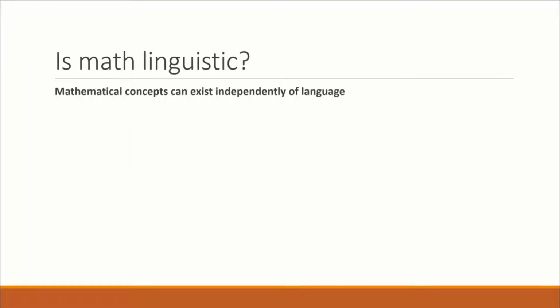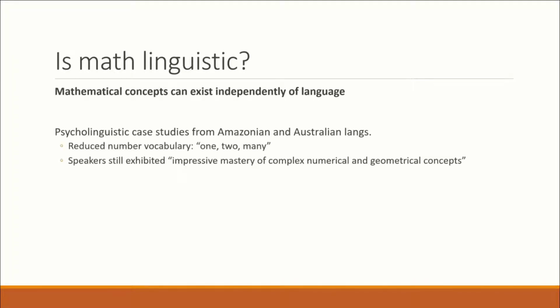So yes, mathematical concepts can exist independently of language. This is excellently illustrated by psycholinguistic case studies from speakers of Amazonian and Australian languages. The psycholinguists studying these languages and their usage found that even though the languages had a highly reduced number of vocabulary compared to the world's dominant languages, the speakers were still able to master complex numerical and geometrical concepts.